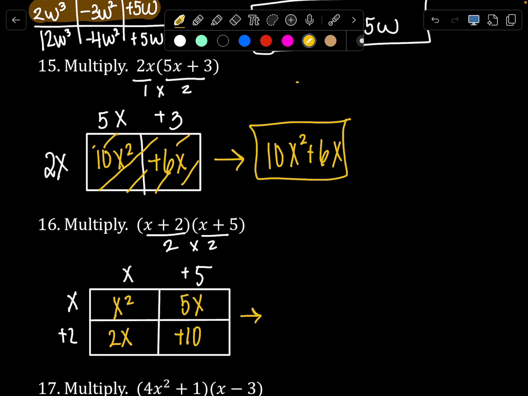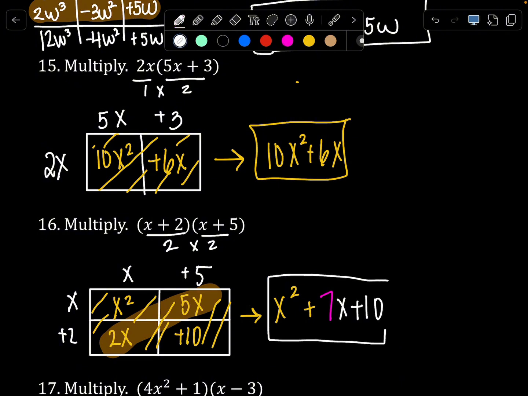What's your area? It's everything inside, right? When you multiply, it's everything inside. X squared. Now what am I going to do with my diagonal? Does anybody know? When you have 5x and 2x, add them. That makes 7x plus 10. And you get a nice little trinomial, 3-termer.